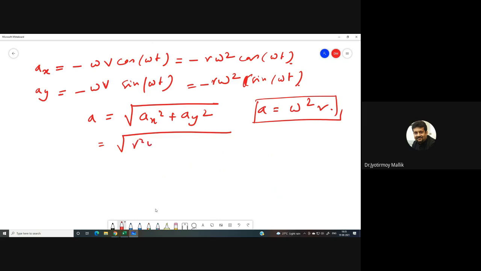Is r square omega to the power 4 times sine square omega t plus cos square omega t, right? This is just by squaring x and y, and sine square omega t plus cos square omega t is 1. So this is root over r square omega to the power 4. That gives omega square r. So A is equal to omega square r. You know about this one.